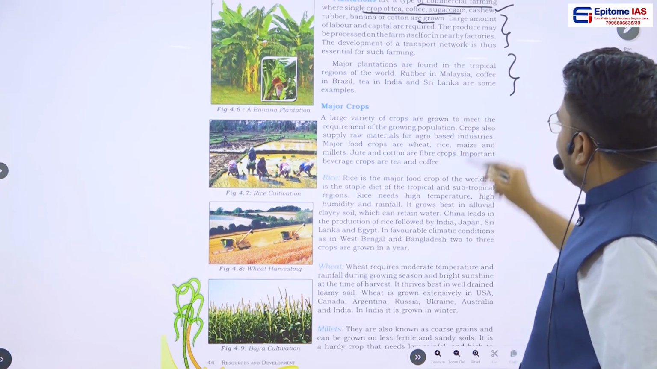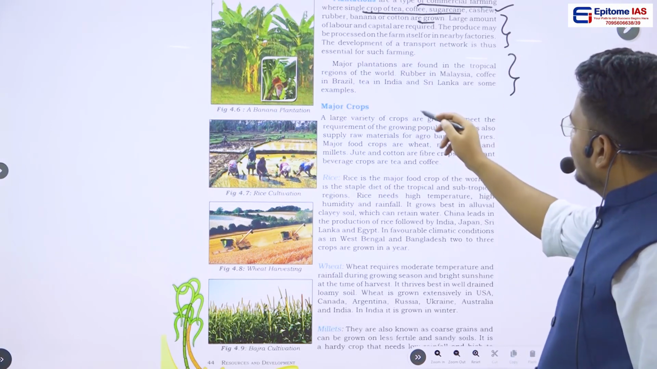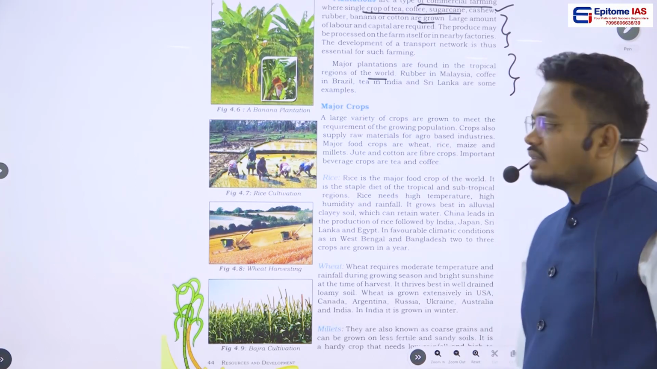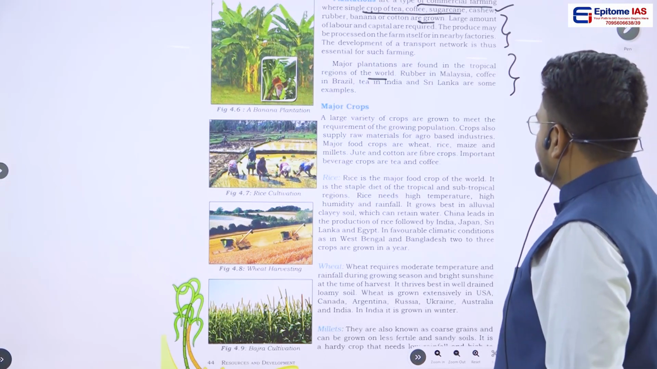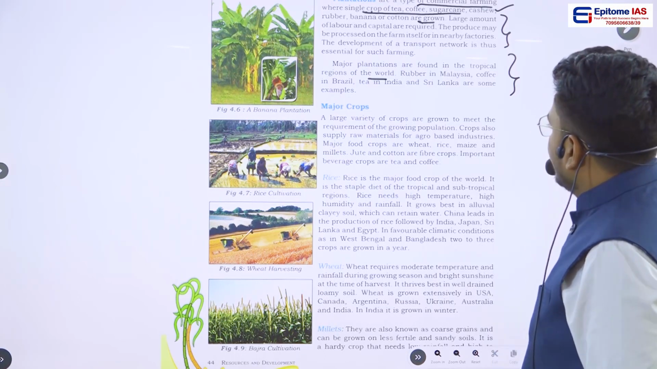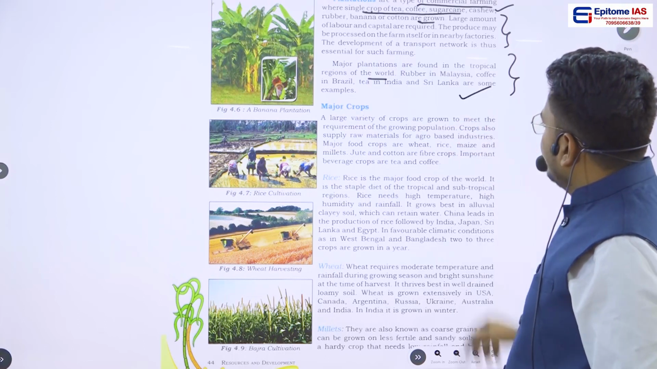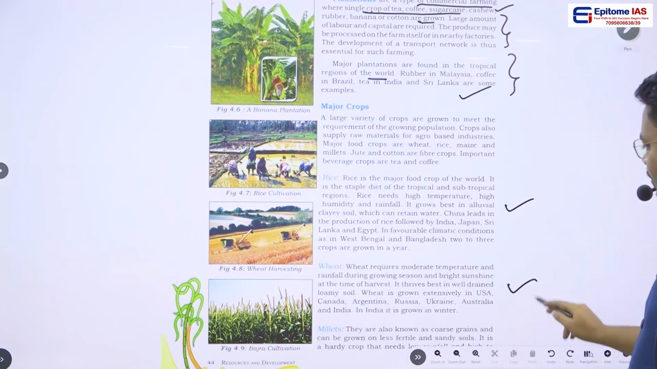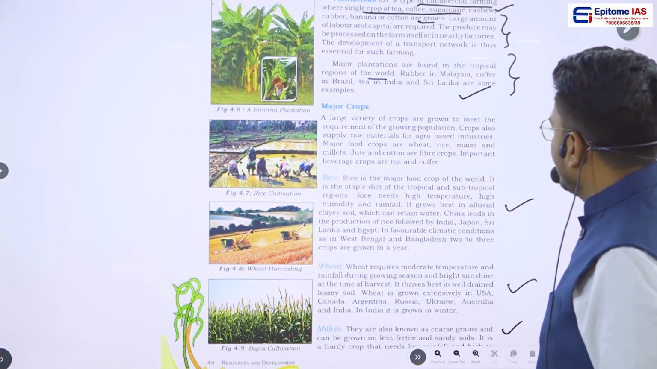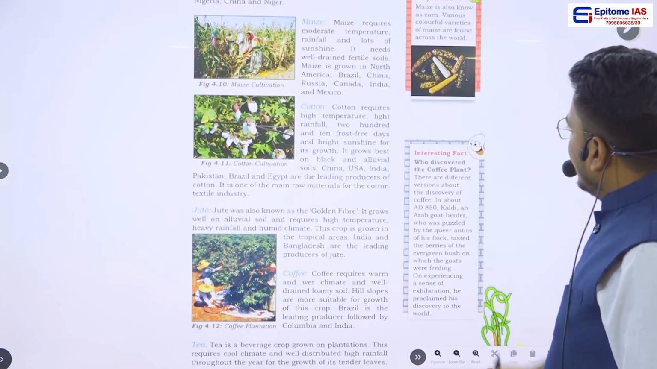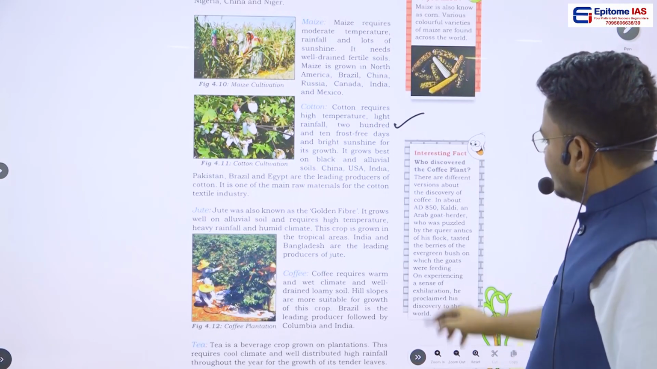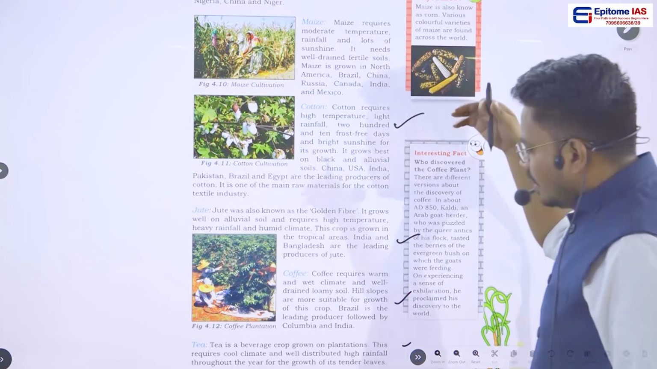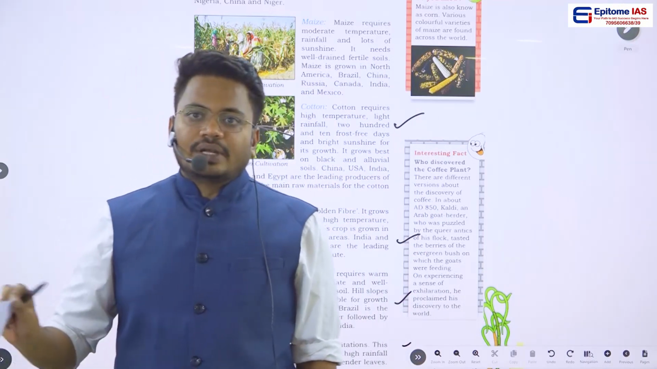Then we should understand the major plantations. Usually they are found in tropical regions. So what is the tropical region? It is the area between the Tropic of Cancer and the Tropic of Capricorn. Some examples of major plantations or major crops are rice, wheat, millets, cotton, jute, coffee and tea.